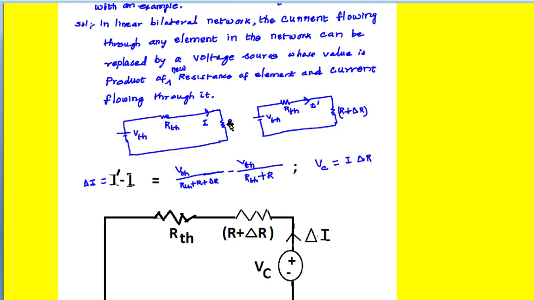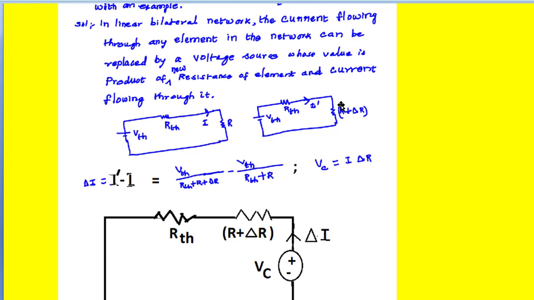Suppose this resistance is increased by delta R. In that case, the circuit will become like this: V Thevenin in series with R Thevenin, and that is in series with R plus delta R. Now, the current flowing in the circuit, we call that I dash. That I dash is nothing but V Thevenin divided by R Thevenin plus R plus delta R.